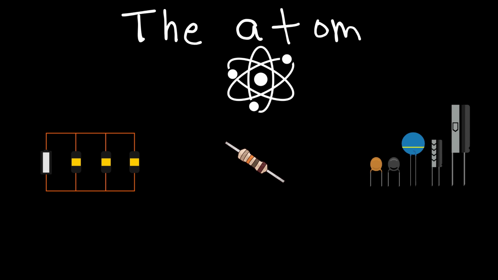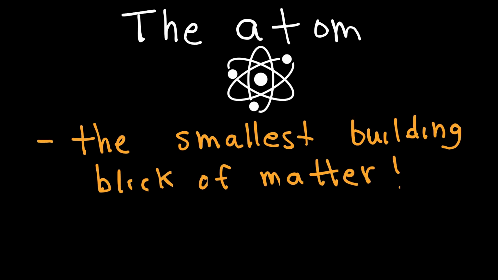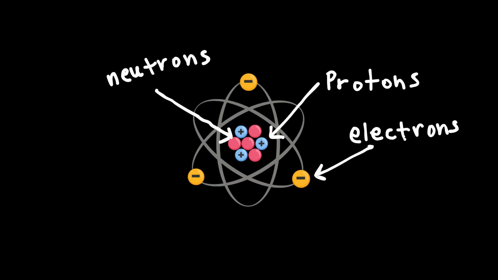Well, an atom is the smallest building block of matter. It's everything around us. It's what everything is made of. Your phone, the tablet, even the air around you. Atoms have three basic parts: protons, which are the positive charge, the neutrons, which have no charge, the electrons, which are the negative charge.